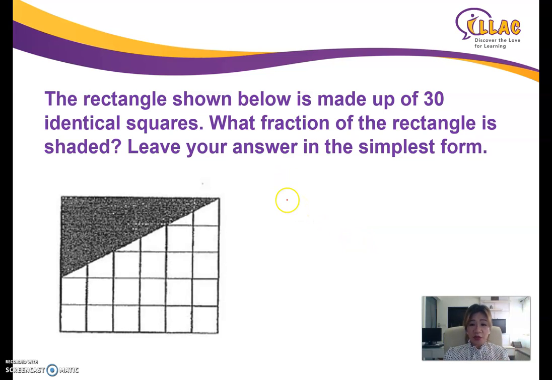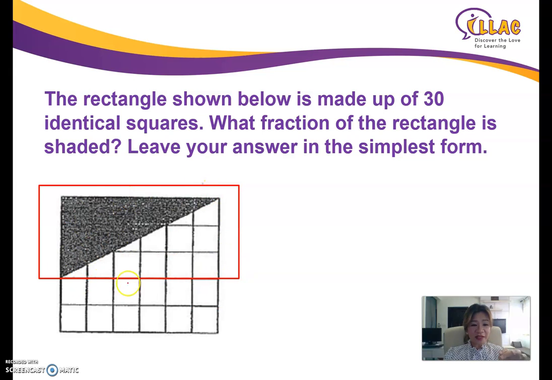The rectangle shown below is made up of 30 identical squares. So there is 6 here times 5 over here, 5 times 6, 30. What fraction of rectangle is shaded? And you'll be thinking, wow, how do I know? This is oddly cut. This is what size and this is what size and this one move here. No, don't worry. What you can see is that this is cut into half, isn't it?